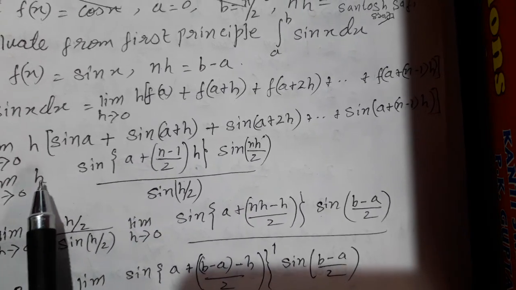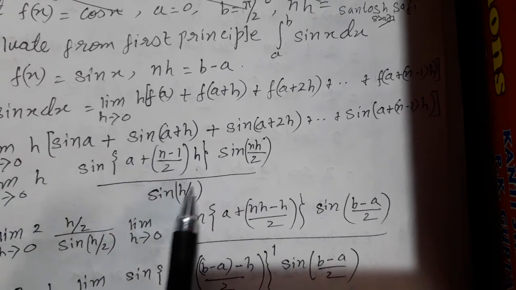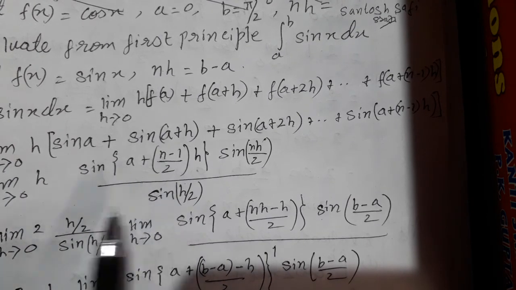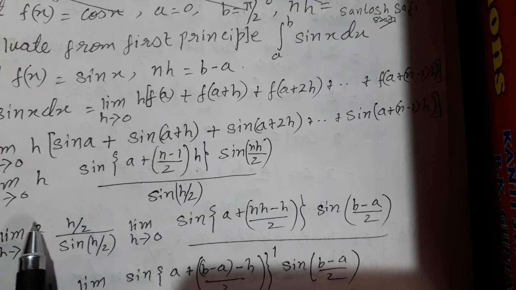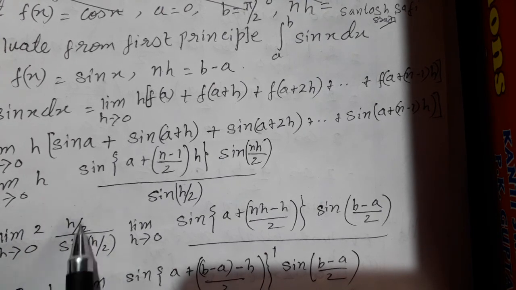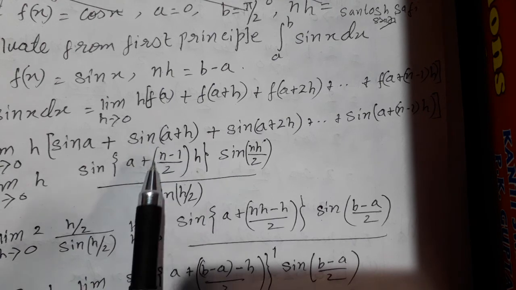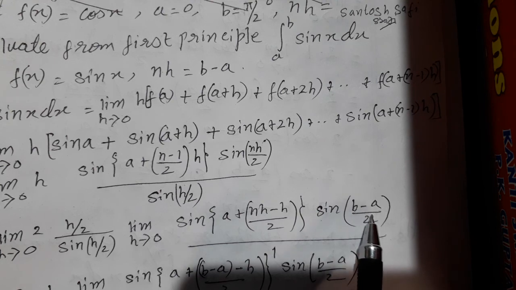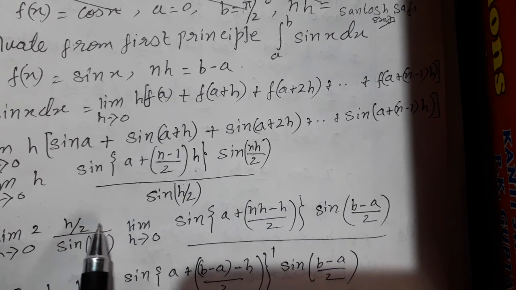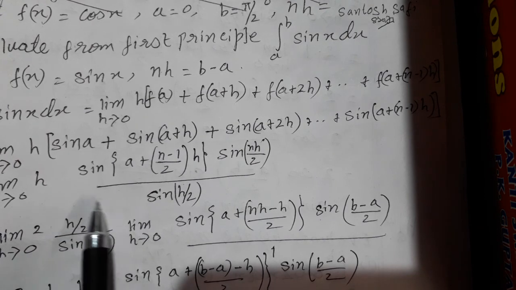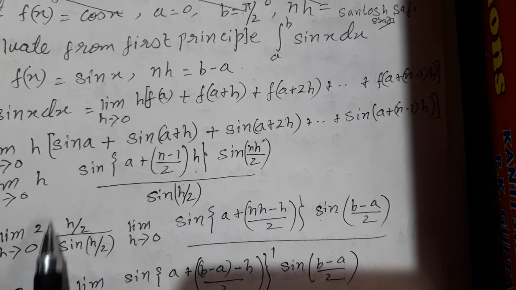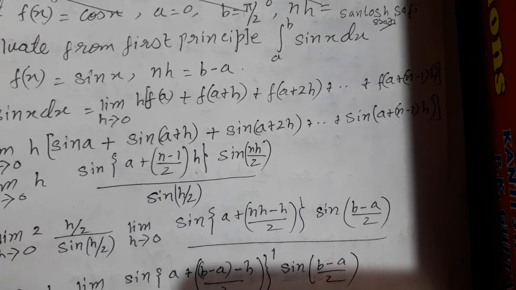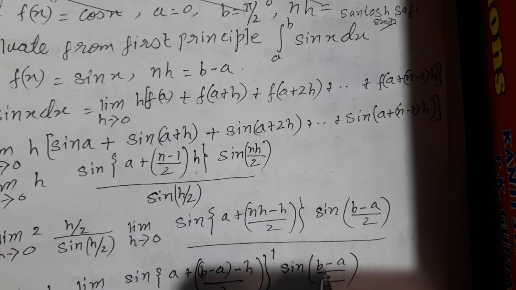Here I'm taking the limit separately. The h and the sine(h/2) I took together. Here I'm giving h by 2, so I'm writing 2 here, and multiplying, so there is no change. I'm multiplying this h inside, so we get nh minus h by 2 in the sine, and putting in the value of nh, we get b minus a by 2. The limit of this when h by 2 tends to 0 is nothing but 1. So we have 2 into 1, limit h tends to 0, sine(a + (b minus a minus h)/2) times sine((b minus a)/2).